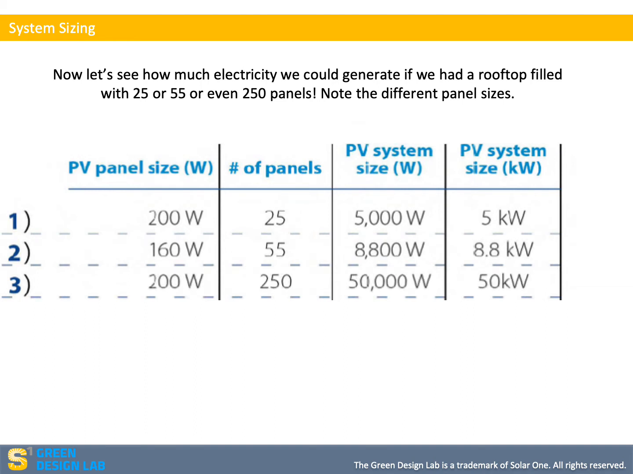Now let's go through some of the math to determine system size, meaning how much electricity can be produced by the entire solar rooftop system. The table shows how if we had a roof with 25, 55, or even 250 panels, we would be producing different amounts of electricity. Note that the panels have different power outputs, meaning that some produce more electricity than others.